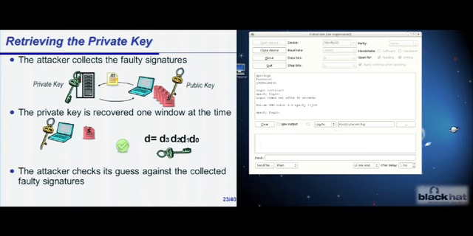How do we do the check? How do we know we extracted something? Because we have the message and the corrupted signature, and we have to guess some bits until we get the corrupted signature we collected from the server.